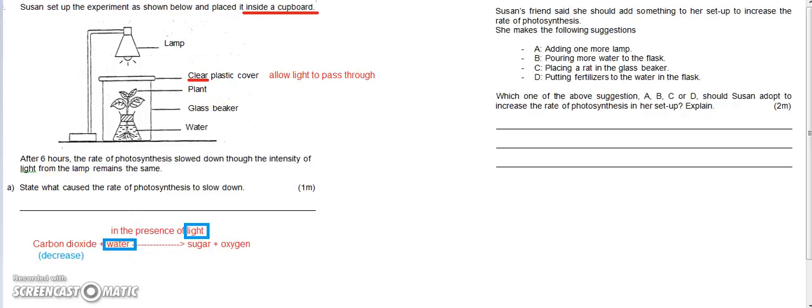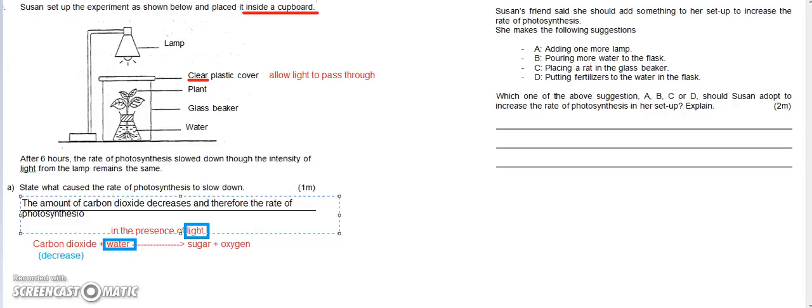So state what happened to the rate of photosynthesis. What caused the rate of photosynthesis to slow down? We can say, the amount of carbon dioxide decreases, and therefore the rate of photosynthesis also decreases. Okay?